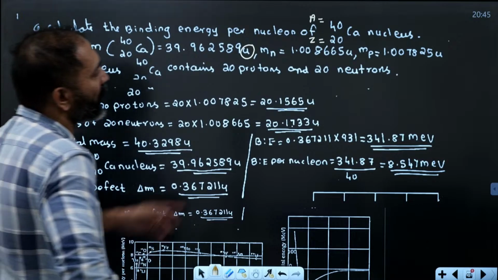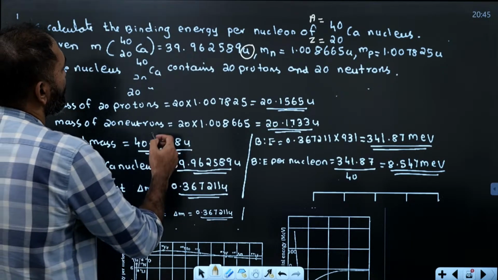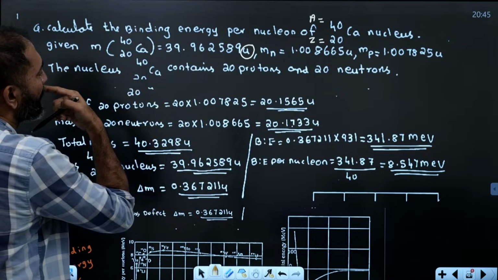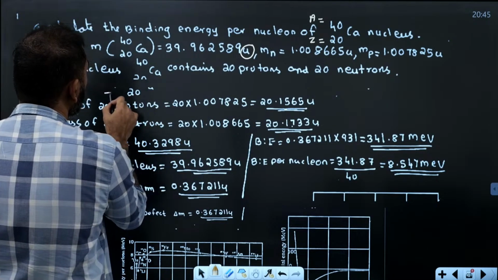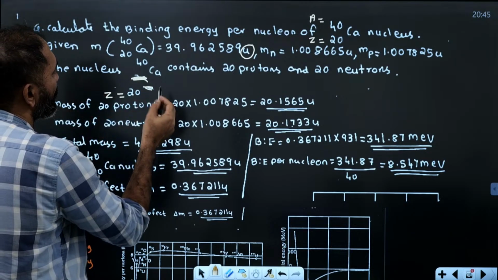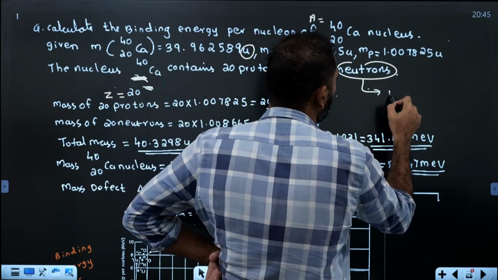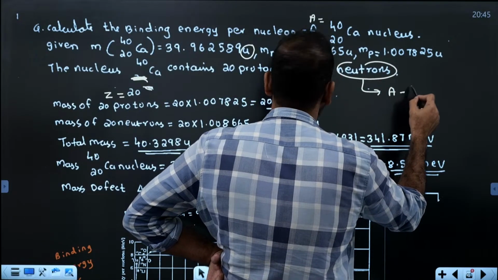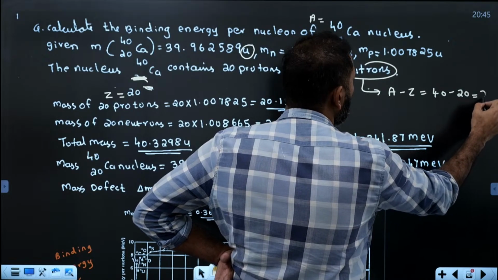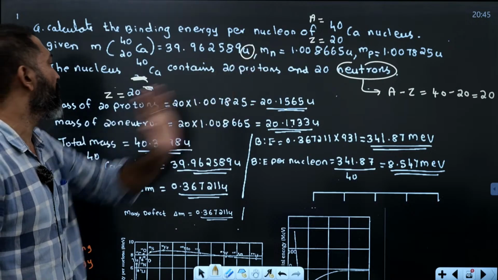And the mass of neutron, mass of proton, everything is given. Now, the calcium nucleus contains how many protons? 20 protons, because the atomic number is 20. And how many neutrons? Neutrons means mass number minus atomic number. So 40 minus 20 is equal to 20 neutrons. So the calcium nucleus contains 20 protons and 20 neutrons.